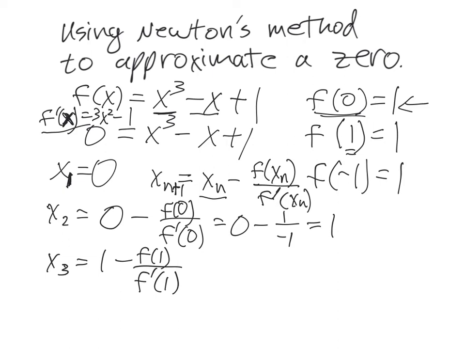And go through the process again. I'm not going to go through every single one, but at least these, we kind of already have the values. F of 1, again, we said was 1. F primed of 1, well, that one's not too hard to calculate. 3 minus 1 would be 2. So x sub 3 ends up being 0.5.